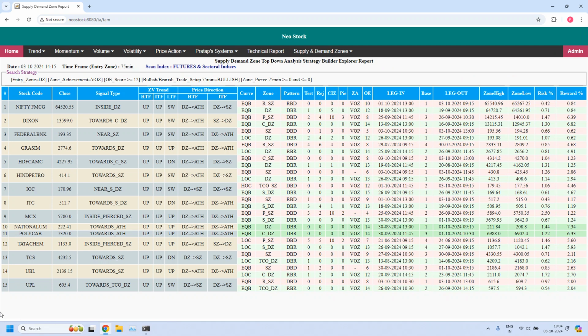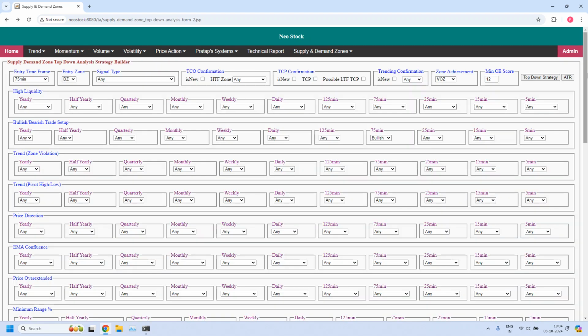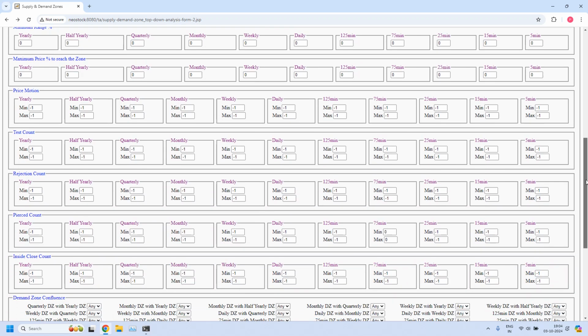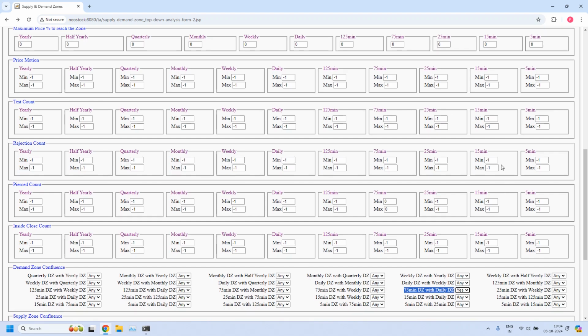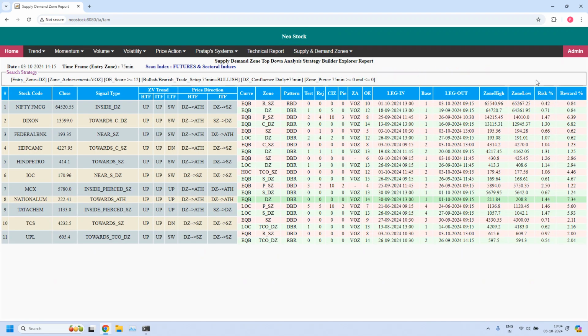Okay. Next, out of these 15 stocks, let us identify if any of these stocks are having ITF demand zone confluence. That means the 75 minutes demand zone should be part of the daily demand zone. So in the demand zone confluence, 75 minutes demand zone with daily demand zone, I enabled the filter. Let's verify. 11 stocks are filtered. In all these 11, the 5-minute zone and 75-minute zones are part of the daily zone.